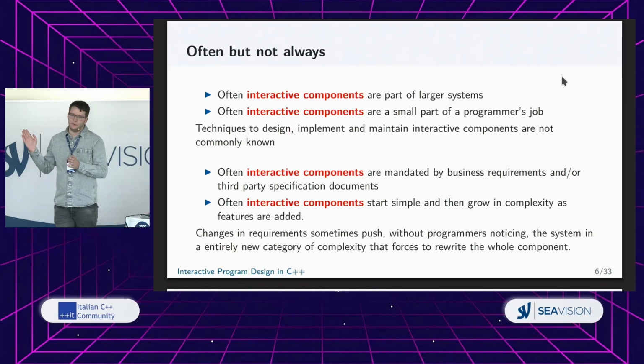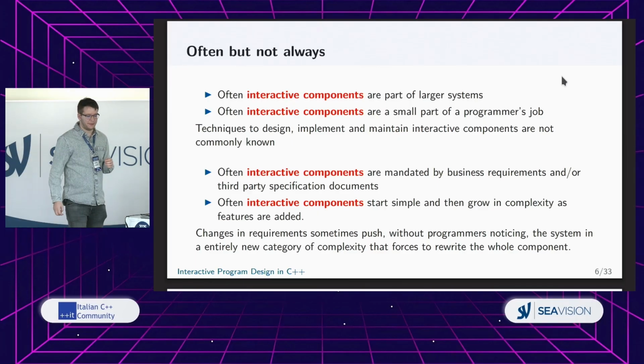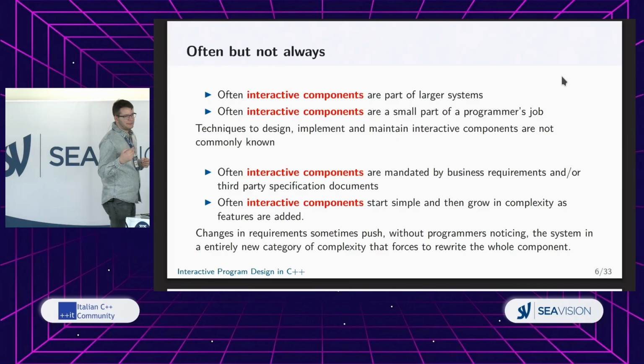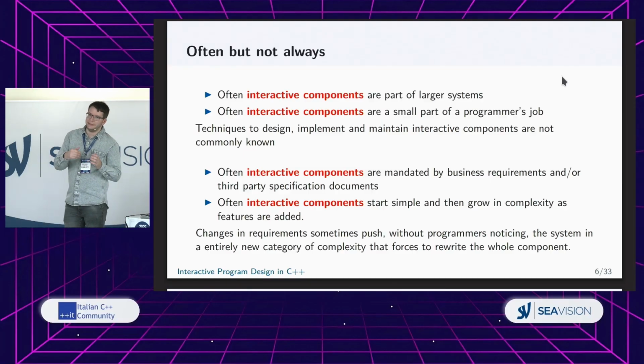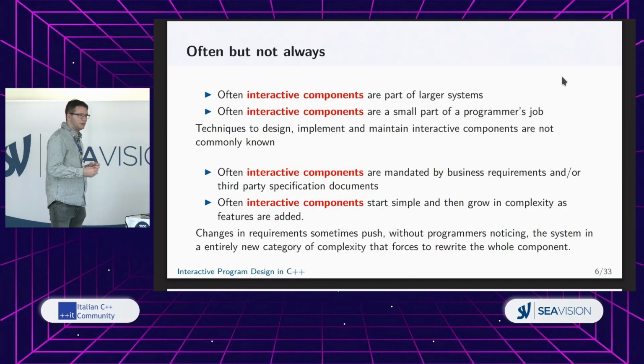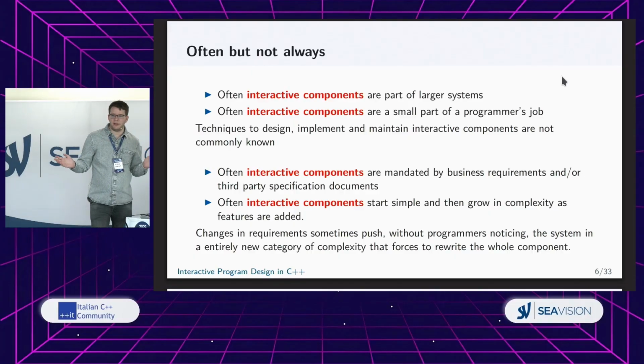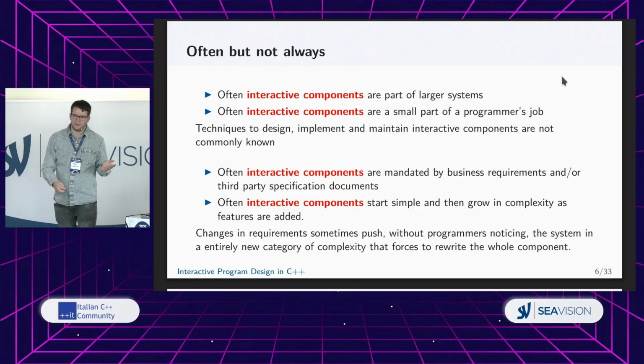This is a series of often but not always. This is not always true, but it often happens that interactive components are part of a larger system. In the example of the car simulator, the interactive scenarios are not the most complex or the largest part of the system. A single scenario is kind of simple, and most of the complexity is in the machine learning layer and in the graphical engine layer and so on.